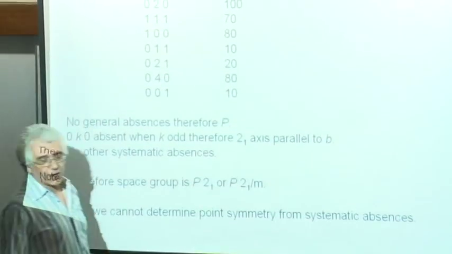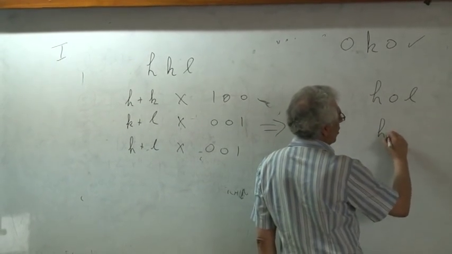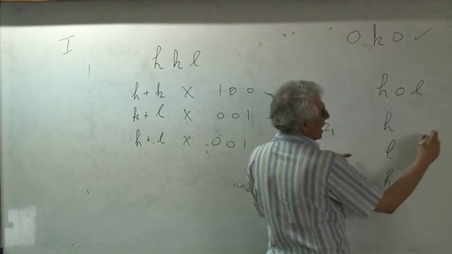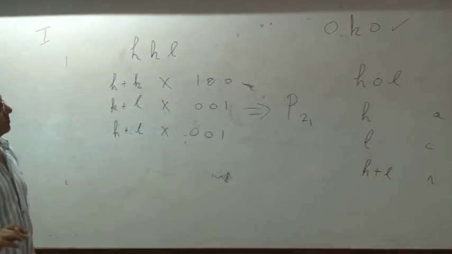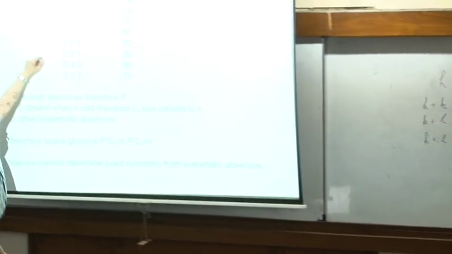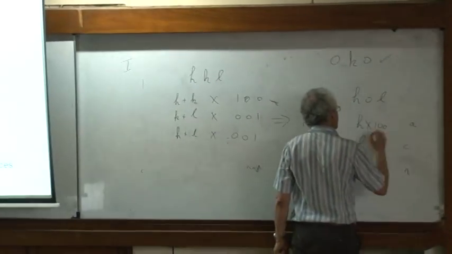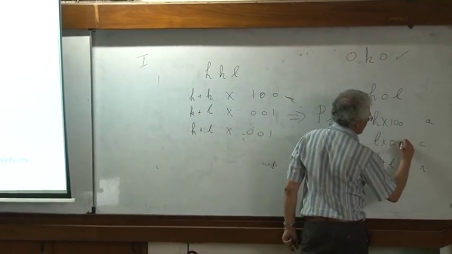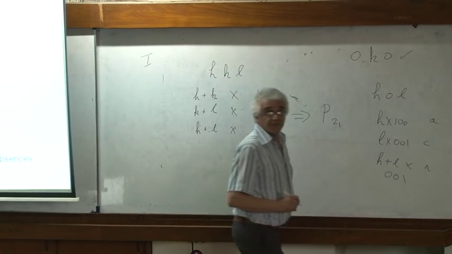I then look for H0L. So if we look for H0L, the conditions are H odd, L odd, or H plus L. This would be an A glide, that's a C glide, this is an N glide. There's 3 different glide planes. So H odd, I've got 1, 0, 0, so we haven't got that. L odd, I've got 0, 0, 1, so that's no good. And H plus L, again, 0, 0, 1, so that's not there.